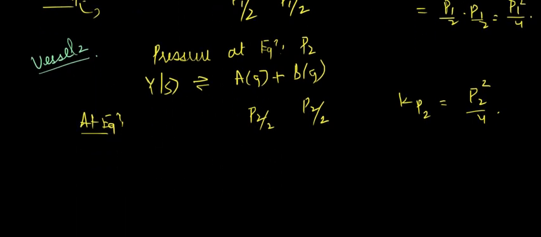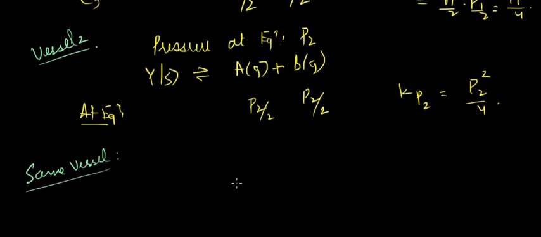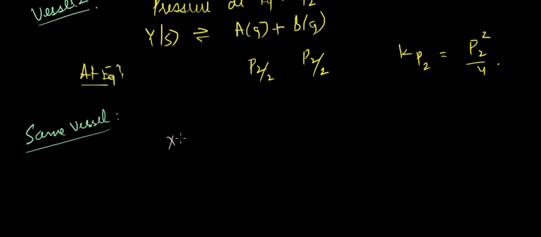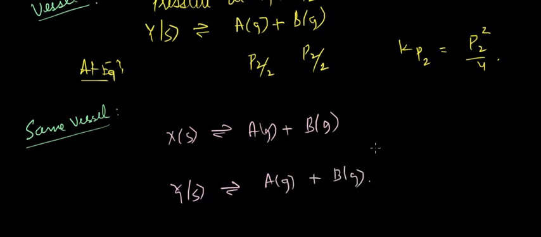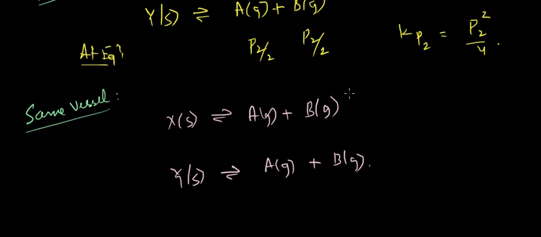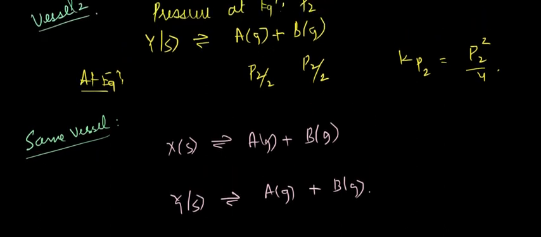So let's see what will happen when we have the same vessel. In the same vessel, how do the conditions change here? The original equations were Xs converting into Ag plus Bg, and Ys converting again into Ag plus Cg. Let's say this was Cg rather than having Bg.